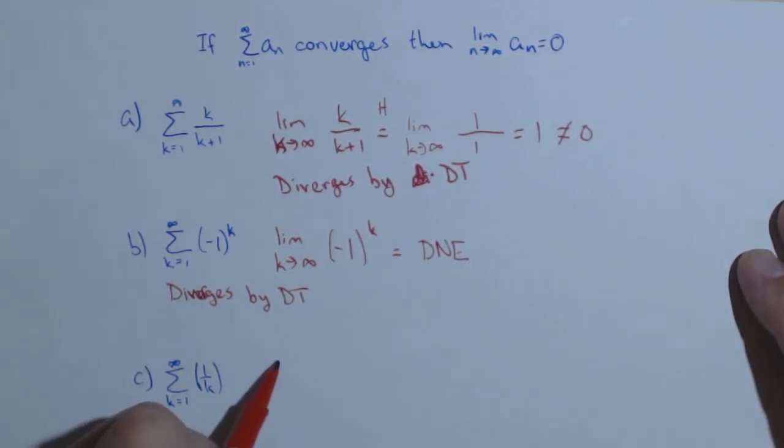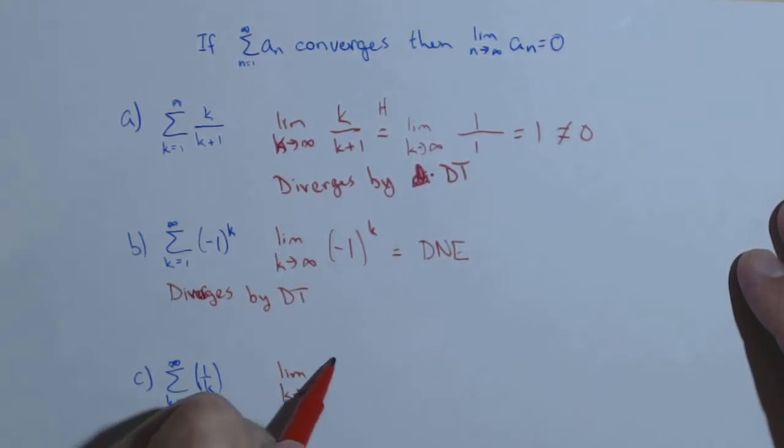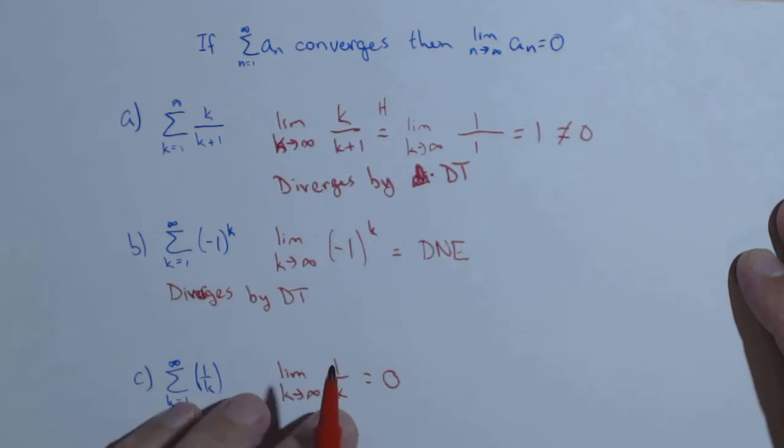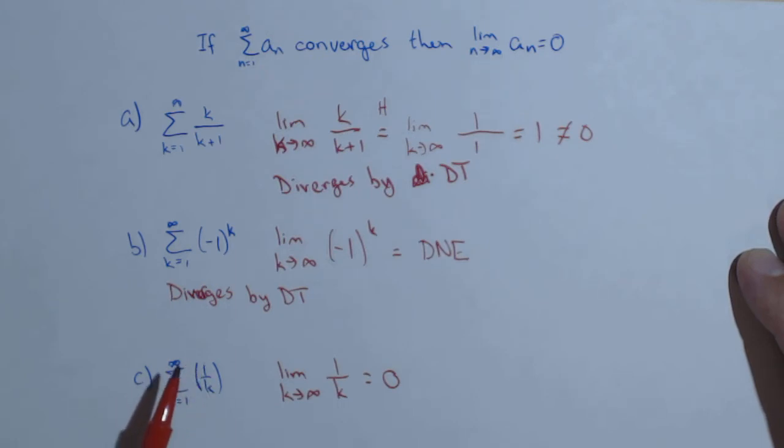Our last one, we have the limit as k goes to infinity of 1 over k. Now this does equal 0. That is not enough to say that the series converges. That's very important. What it tells us, though, is that we are going to need to run another test to see whether or not this converges, because as we go on, we're going to see this is actually a divergent series. We just cannot show it by the divergence theorem.